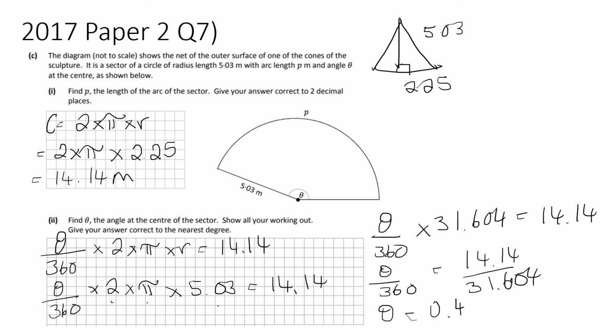0.4474, so I'm going to round that up to 0.45. If that's the angle over 360, then just multiply that by 360. That gives you a final answer there of 161.07. So to the nearest degree is just 161 degrees. And that is 10 marks for that answer.